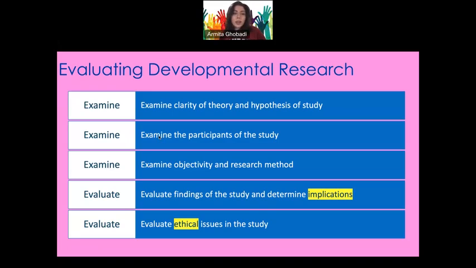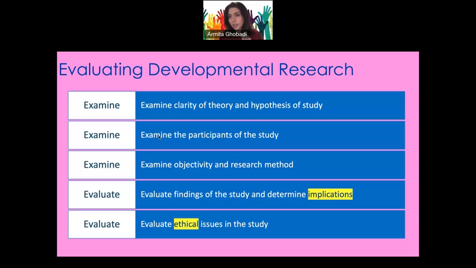Stage number 4 is going to be evaluating findings and determining implications. It means your whole conclusion should make sense, and it should be applicable to a real situation. For example, you would have a theory. Your theory should be either rejected or not. It should be mentioned here in stage number 4, and you have to mention how this theory is going to impact real life. It's going to be the implication.